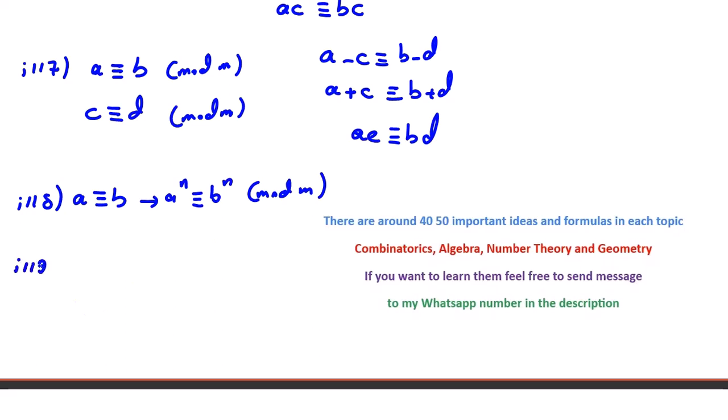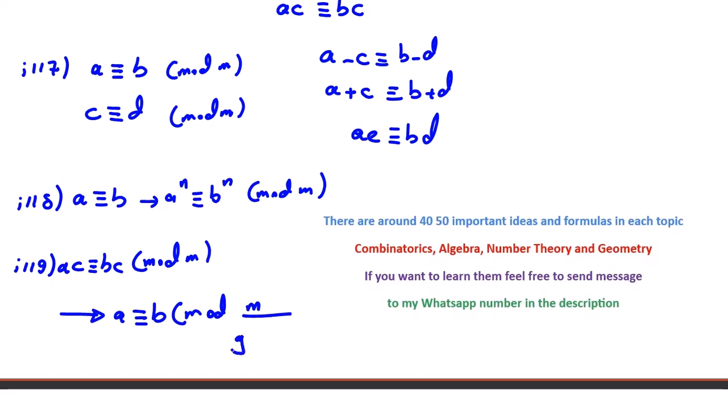And for division, what we have: if A is congruent to B mod M, then let's do this one. AC is congruent to BC mod M. Then we can divide both sides by C, and it will be mod M over GCD of M and C, okay? They are equivalent.